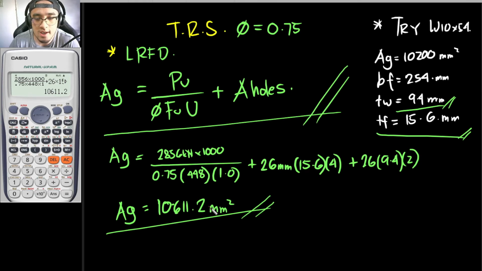Okay, and as you can see here, guys, that this area right here is greater than this area right here. So meaning that in terms of tensile rupture, this section right here is inadequate, since once again, its area is to be less than the required area for tensile rupture stress. So what we will be doing here is that we would be choosing another section. So for us to choose another section, let's bring this out once again. So take note, guys, that the required area is to be 10,611.2.